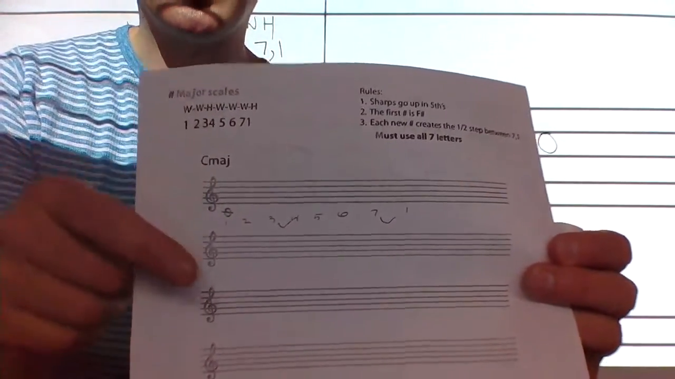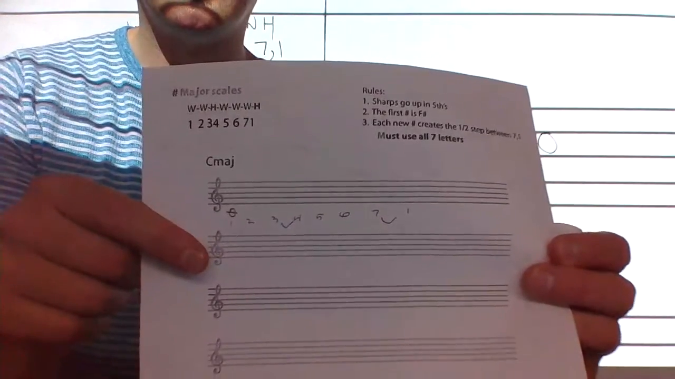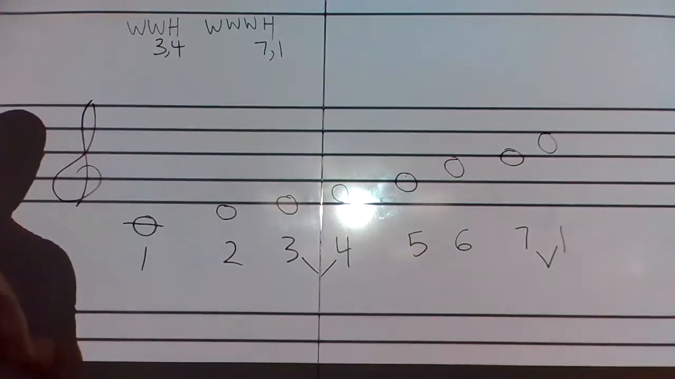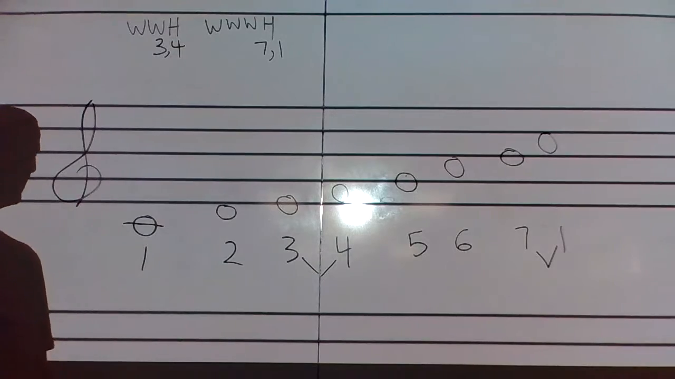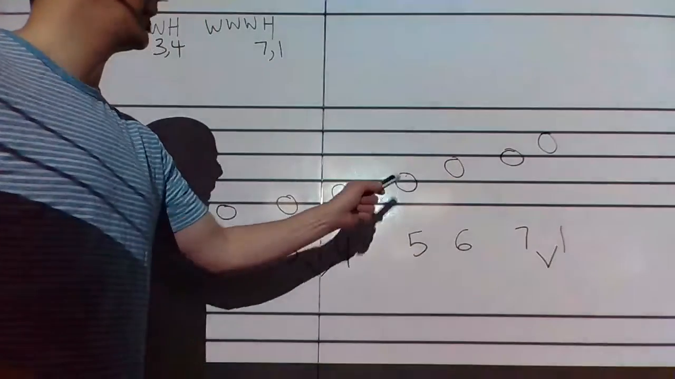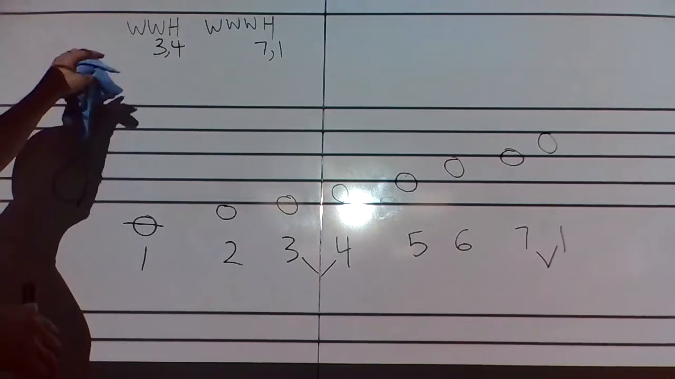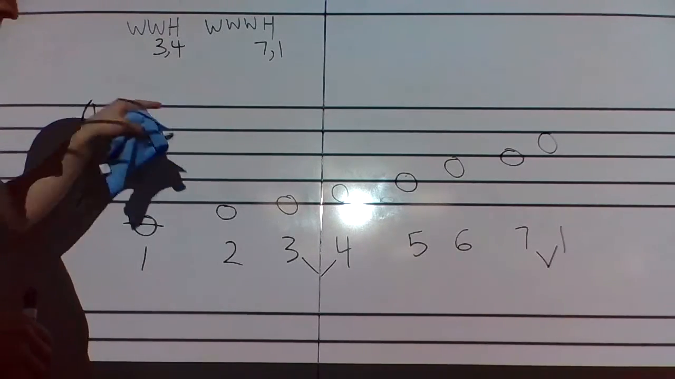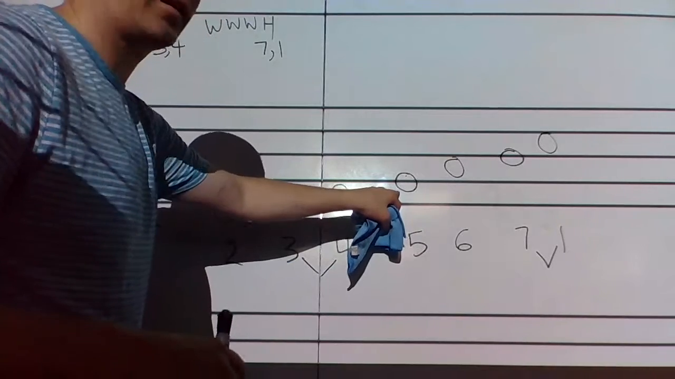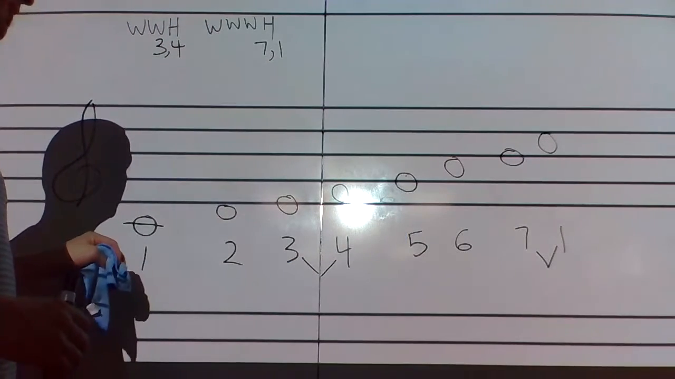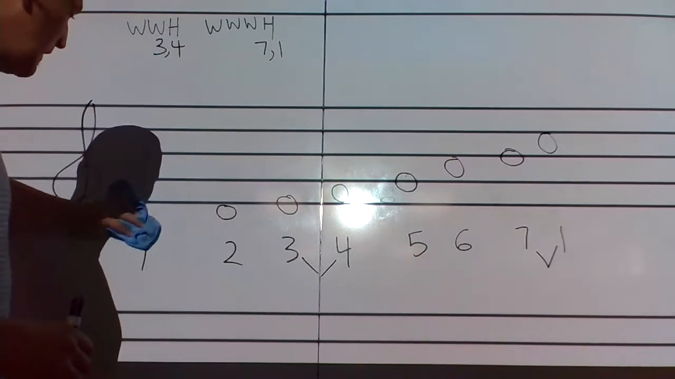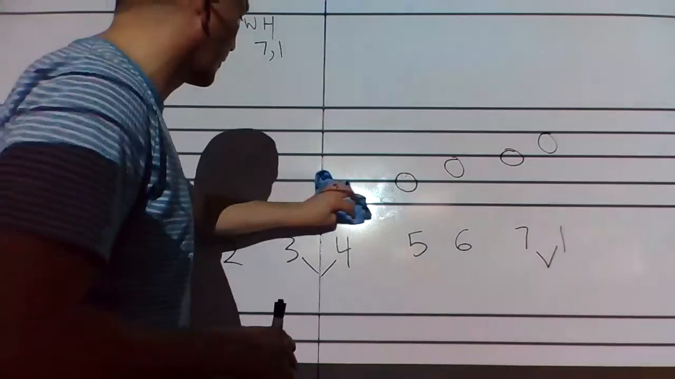Now next, we go down to the next line. Now in order to do this, you're just going to have to trust me. We're going to go to the fifth, and that note is G. So the next scale that we write out is going to be the G major scale. So we go to the fifth of the C major scale, which is the note G, and that's going to be our next major scale that we're going to write out.